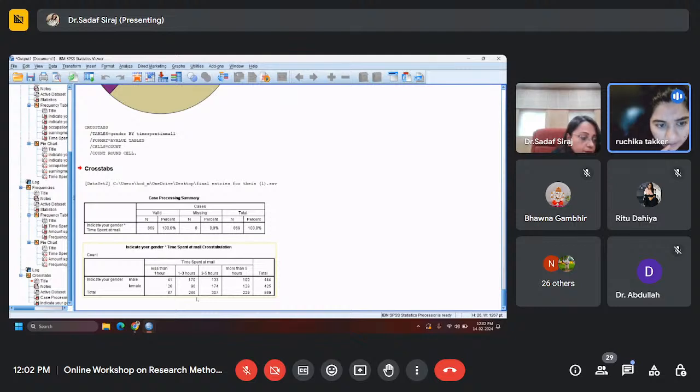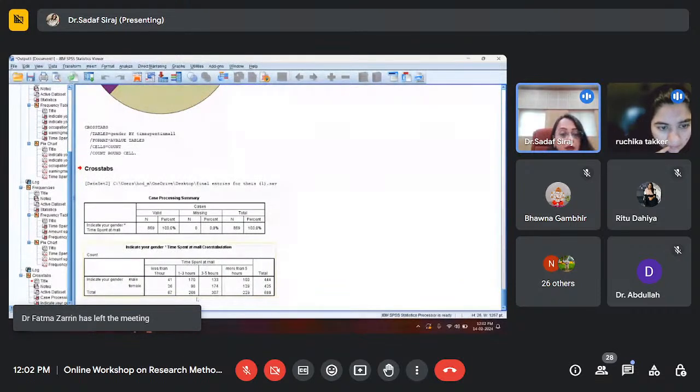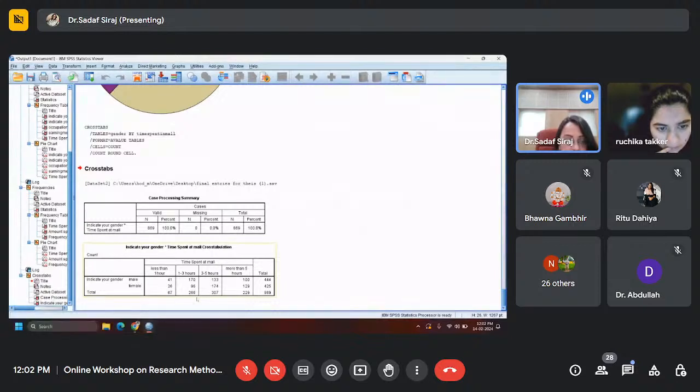Females are spending more time, more than 5 hours. Right. Just by having a look at the frequencies, I can see that when it comes to males, the majority of the males are spending 1 to 3 hours in the mall. As against that, I find 174 females out of 425 who are spending 3 to 5 hours in the mall.